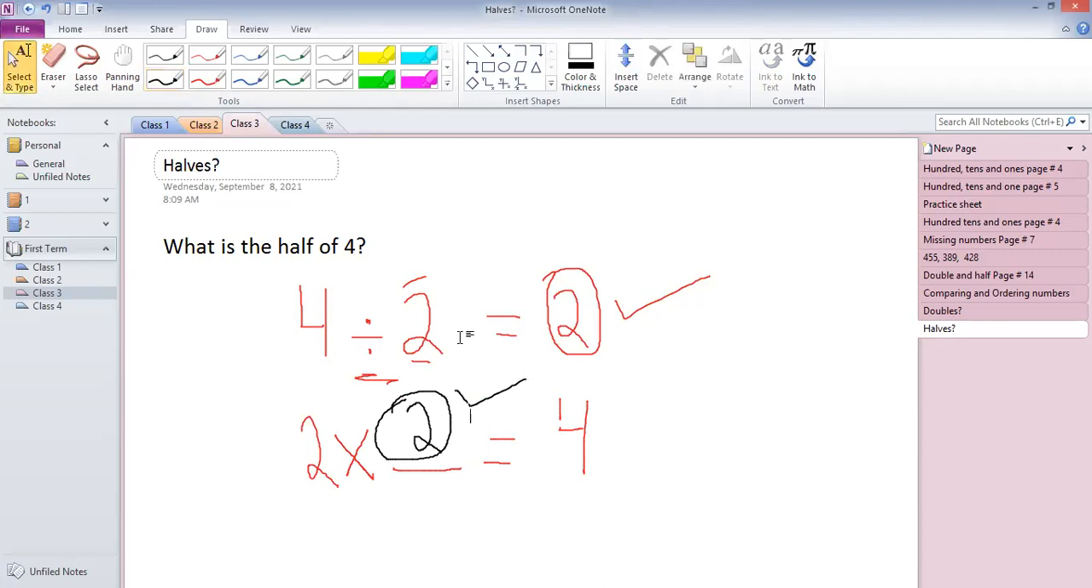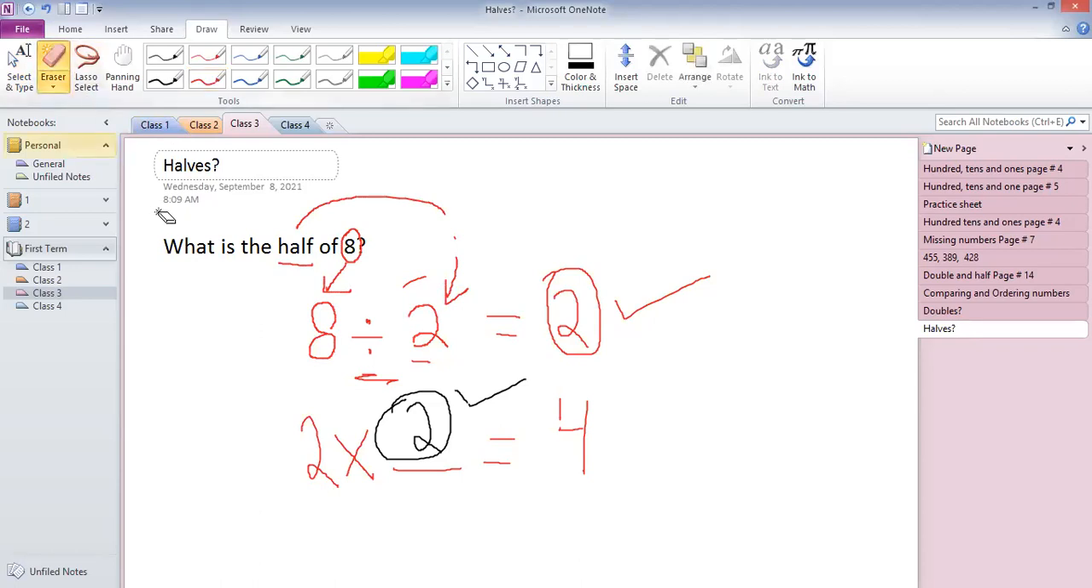Let's suppose I say, tell me what is the half of 8. What is the half of 8? So what you will do, because you have to find out the half of 8, you will write 8 first, and you will divide 8 by 2. As you are finding out the half, you will divide by 2. Okay, 8 divided by 2.